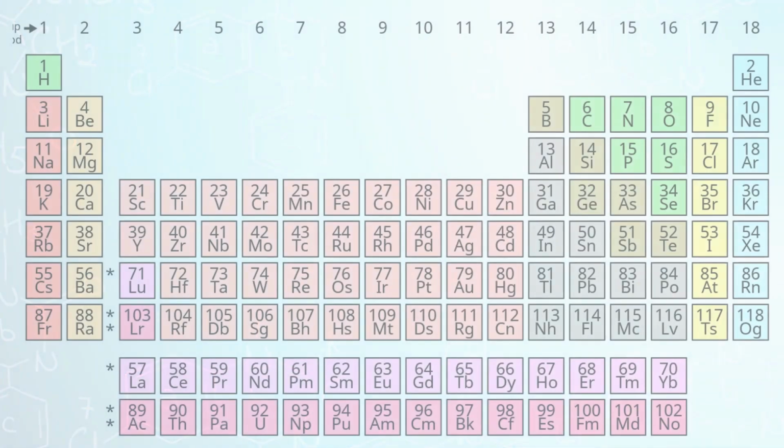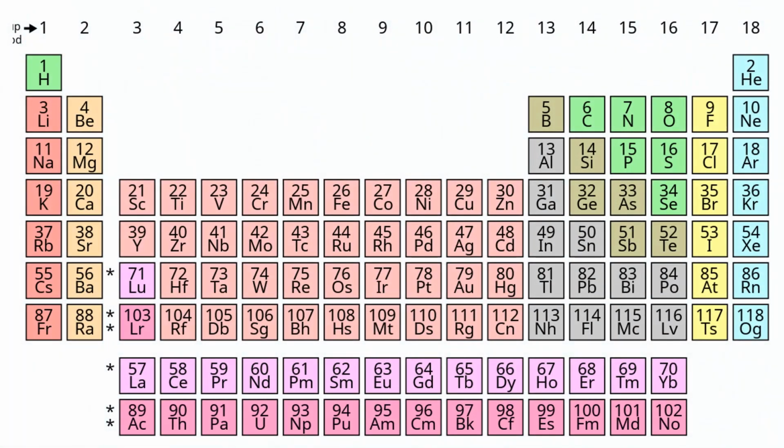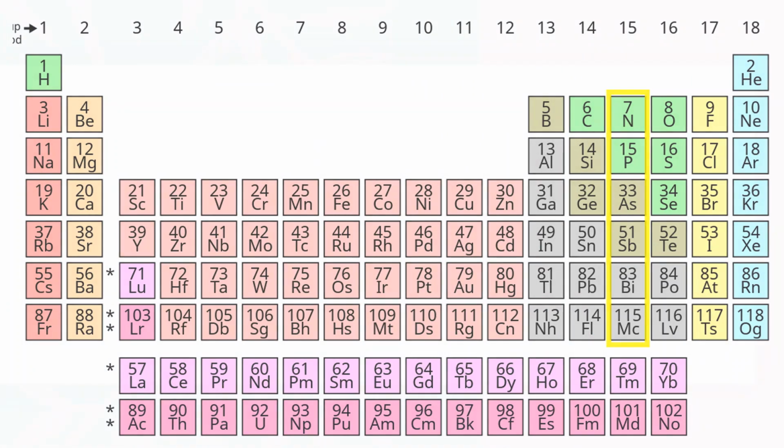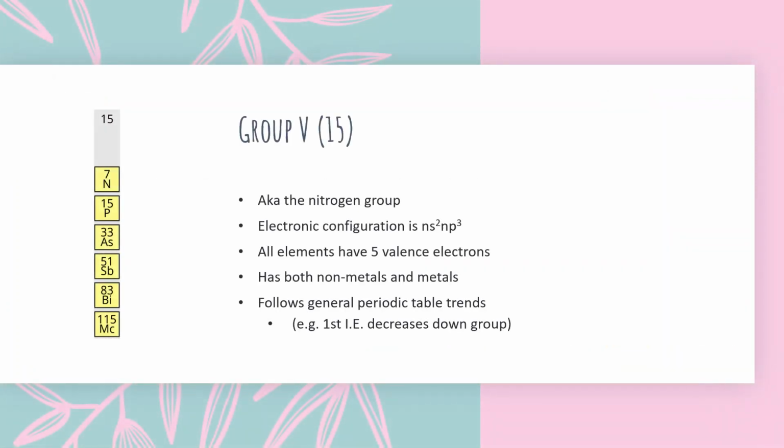This is commonly known as the periodic table, and this is group 15. It is also called the nitrogen group, with the electronic configuration of ns2np3, with n being the principal quantum number. As you can see, the p shell is half filled here. This will be important when comparing with group 16 elements. All elements will have 5 valence electrons, and it includes both non-metals and metals. Following general periodic table trends, the first ionization energy of group 15 elements will go down a group.